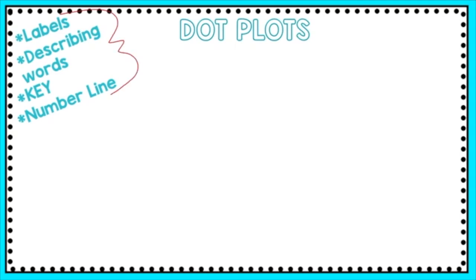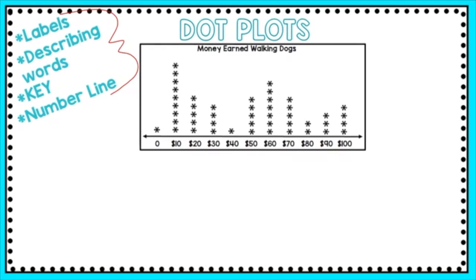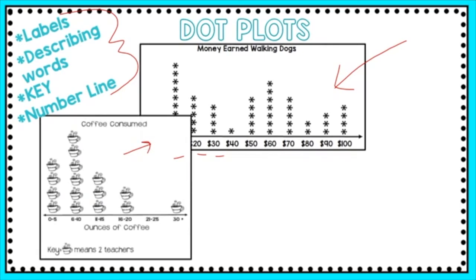Here is a dot plot where it's not dots at all, but it has stars or symbols, and you see your number line, and you have money represented counting by tens at the bottom. On this dot plot, you see that you don't have dots at all, but you actually have pictures, and this one is about coffee consumed, and you have pictures of coffee cups. And here's your number line and the range. So the number of ounces consumed by teachers are 0 to 5 and 6 to 10. So that's how that number line is counting.